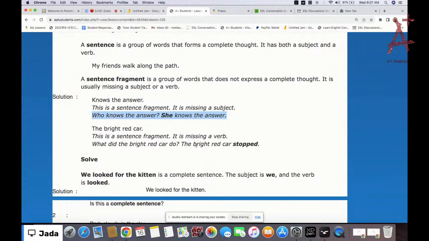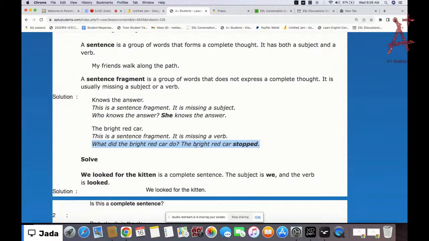Okay, so now that's when you have the bright red car stopped. To make it a complete sentence, you can just say, the bright red car over there stopped. But if you just say the bright red car, I'm going to ask you, what happened to it? I have no idea. So that's an example of the sentence fragment missing a verb. Take notes that the sentence fragment is going to miss a verb or subject. It does not form a complete thought, but a sentence forms a complete thought. It has both the subject and the verb.